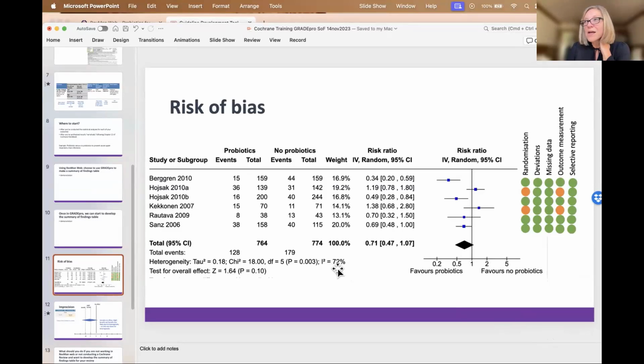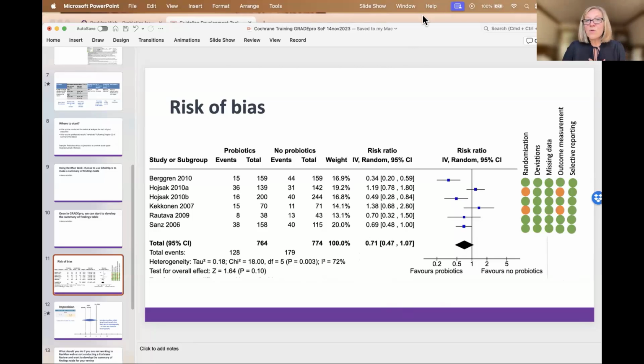We might focus on the I-square, which is quite high, 72%. Our chi-square is showing a significant value, less than the 0.1 cutoff. Tau, although we have a little bit more information about how we should be interpreting that. But in general, we're seeing some inconsistency, which is actually resulting in a bit of a wide confidence interval here. Because we have such inconsistency, we've actually increased the width of the confidence interval.